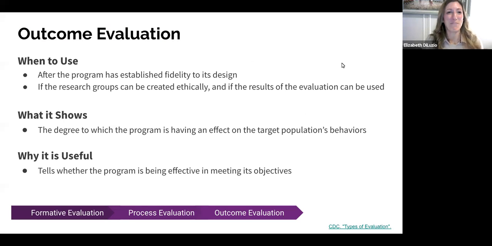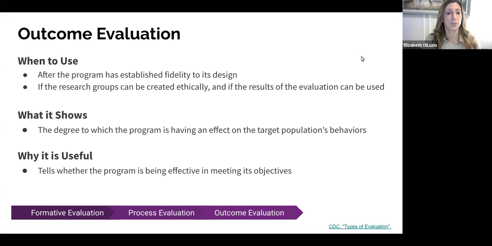Okay, so back to outcome evaluation, recognizing the fact that the research groups need to be created ethically. You need to be able to make sure that the groups that you're using to look at your outcomes can be created ethically. If not, an outcome evaluation is not the way to go. And then similarly, like we were talking about evaluation versus research, if the evaluation results can be used, it's okay to conduct an evaluation. If they're not helpful, if they're not being used in the long run, it's quite frankly a waste of time and resources.